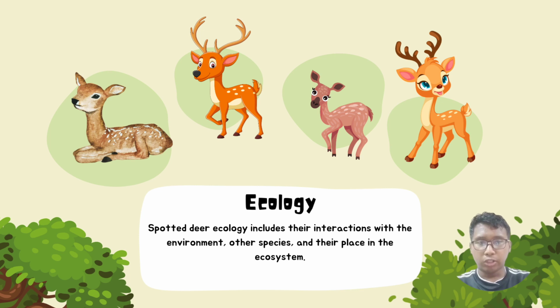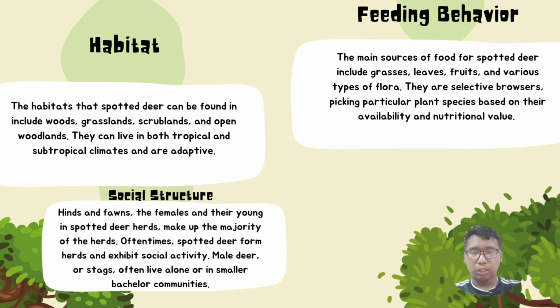We move to the ecology of the spotted deer. Spotted deer ecology includes their interaction with the environment and other species and their place in the ecosystem. We move to the habitat, social structure, and the feeding behavior of the spotted deer. The spotted deer can be found in the forests, open scrubland, and woodland habitats.